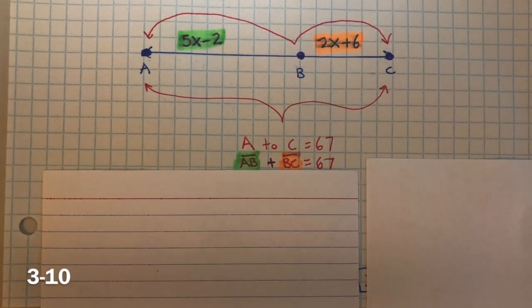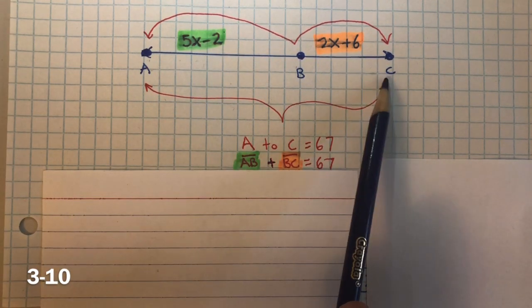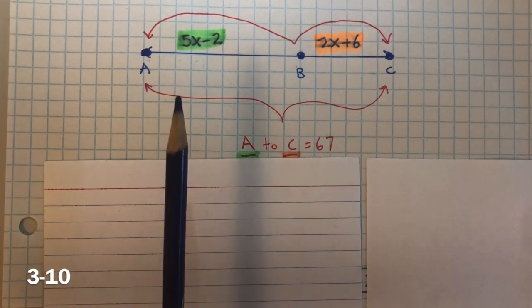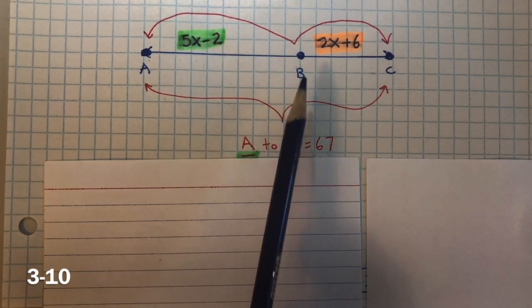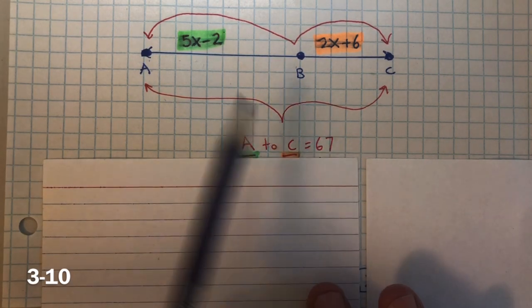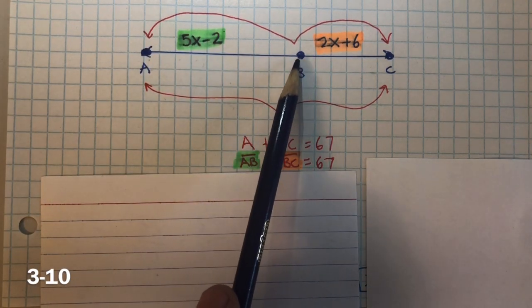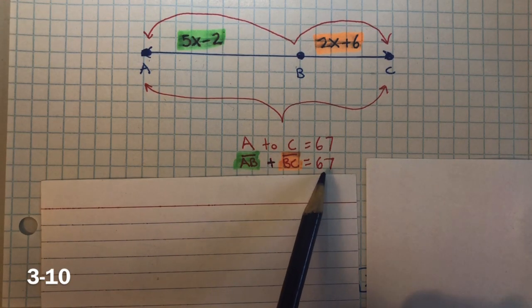Problem 3.10. AC is a straight segment as shown in the diagram. If the distance between points A and C is 67 miles, determine the distance between points A and B. So we know A to C equals 67 miles. And we have line segment AB and line segment BC. And we add those two, we get 67.